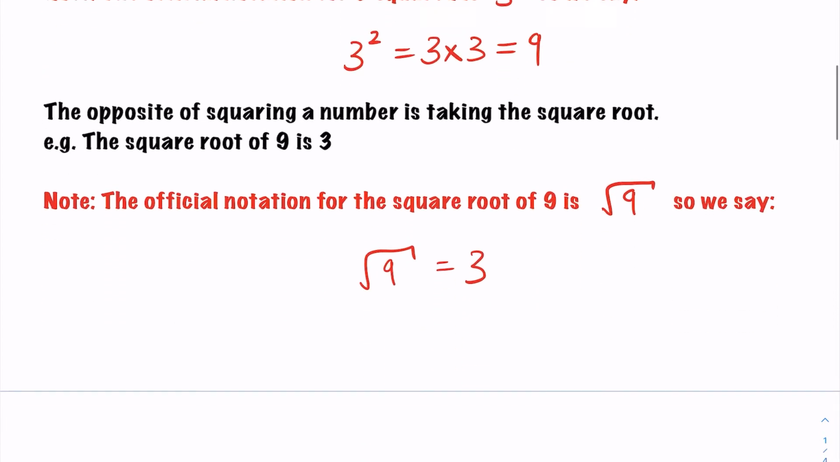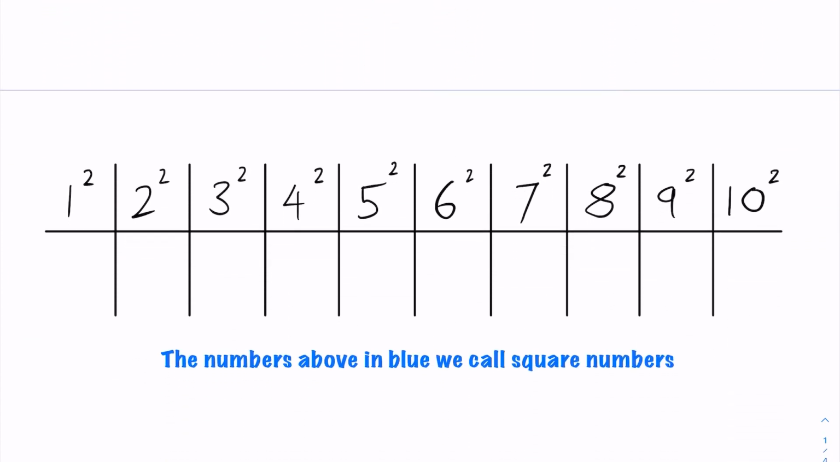And that's just some information to give you an idea of what's going on in terms of squaring and square rooting. So I personally think it's a good idea to know the first 10 what we call square numbers. We can find them just by squaring the first 10 positive whole numbers, so 1 all the way up to 10. So 1 squared is just 1 times 1, which would be 1. 2 squared is 2 times 2, which is 4. 3 squared would be 9. 4 squared is 16.